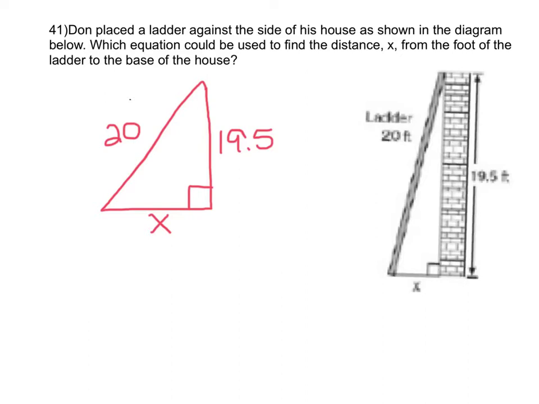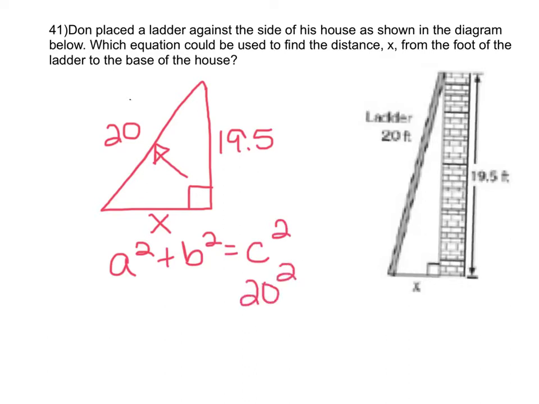Since this is a right triangle, you can use the Pythagorean Theorem, and this is your hypotenuse. So you're going to have a squared plus b squared equals c squared. The hypotenuse is your c squared. Okay, and then you can solve your equation from there.